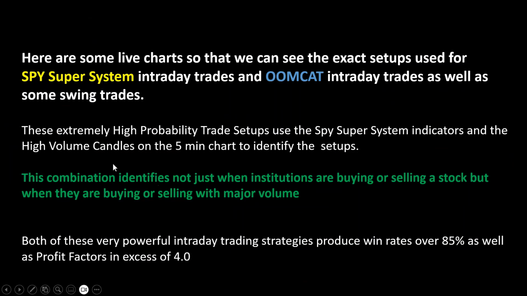Because again, this combination of high volume candles with breakouts above the VWAP, or whatever level you're using, identifies not just when institutions are buying or selling a stock, but when they're buying or selling with major volume, right? And again, both of these systems produce a profit factor of over 4, the SPY Super System and the Umcat.